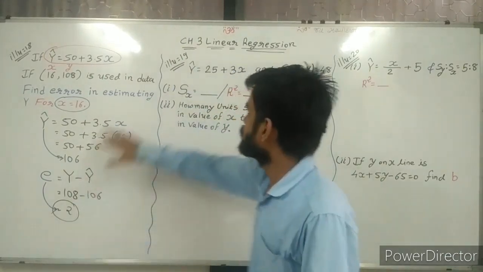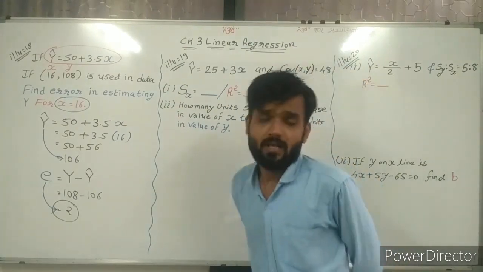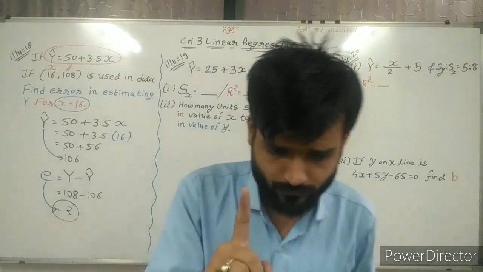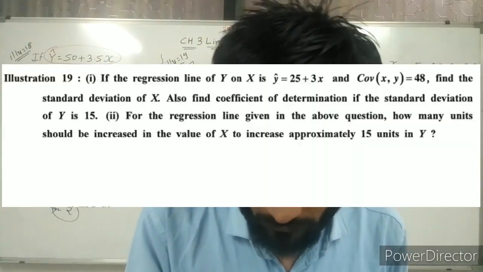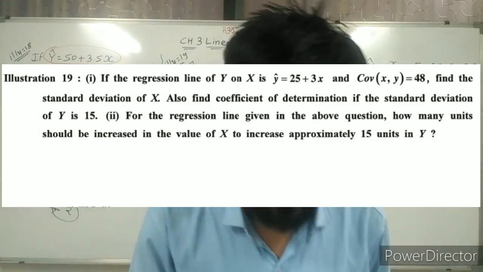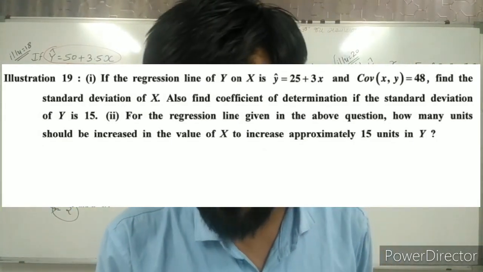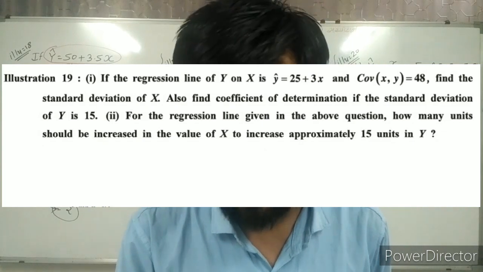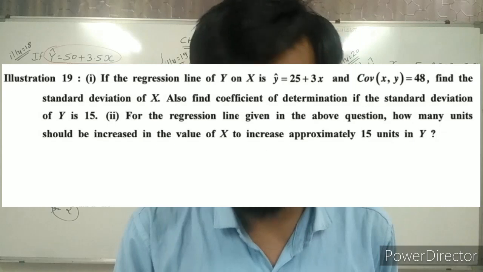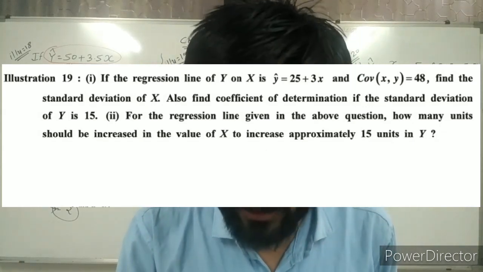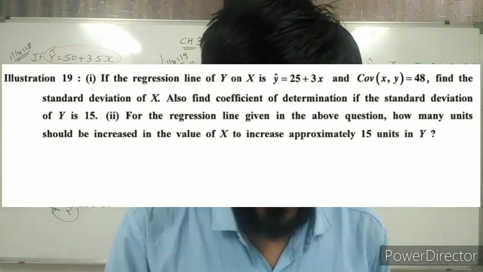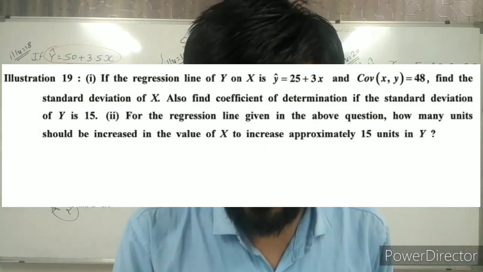Now taking new sum, illustration number 19. Again I am reading from the textbook, then after that doing it on the board. There are also 2 questions and we need to do both. First question: if the regression line of y on x is y cap is equal to 25 plus 3x and covariance of xy is equal to 48, find the standard deviation of x.